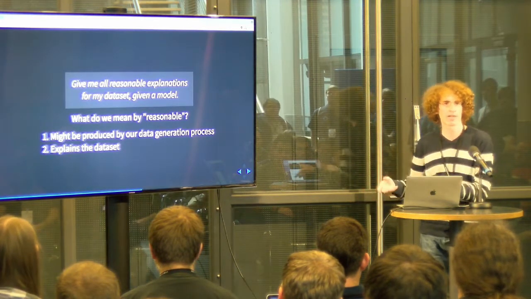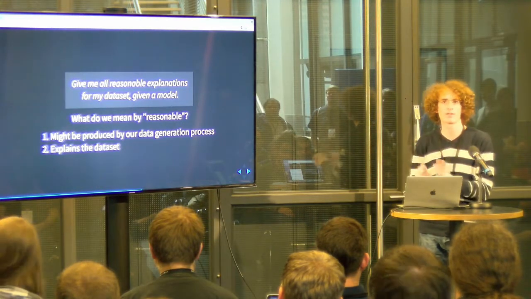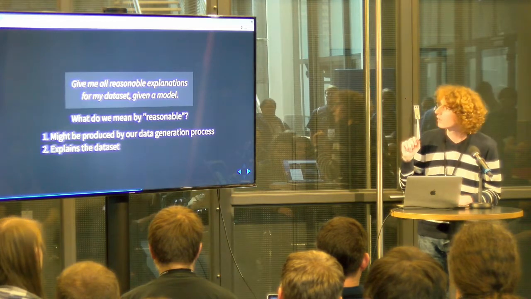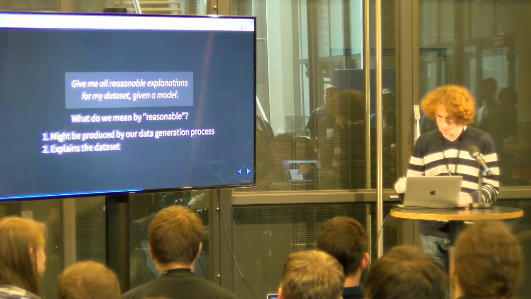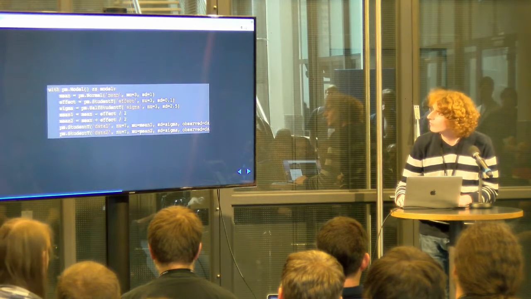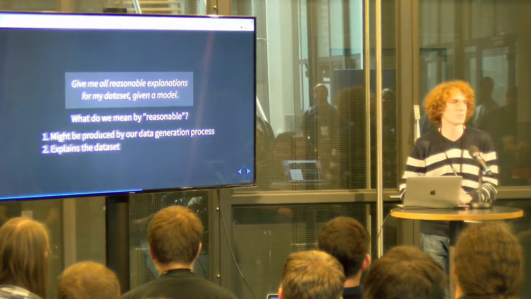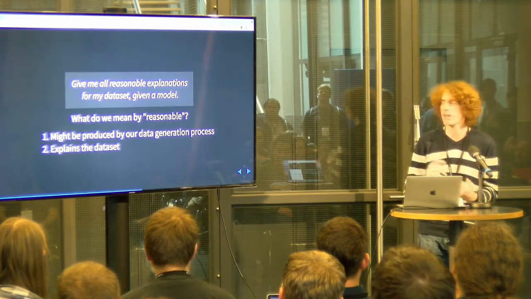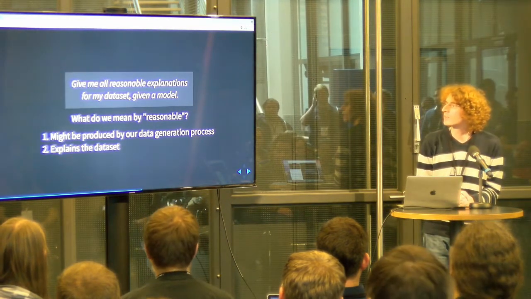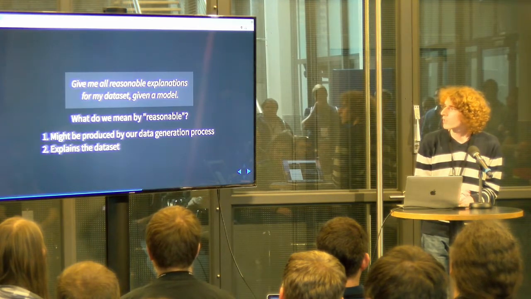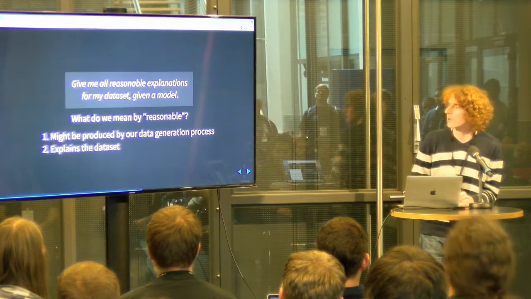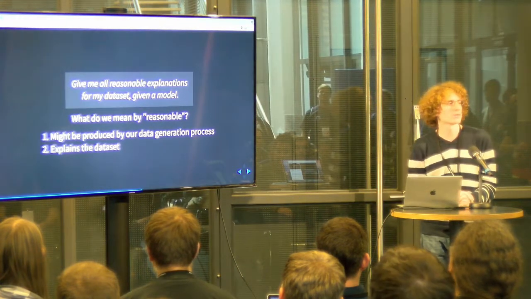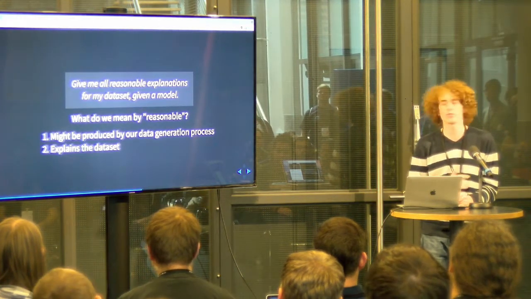So one explanation for the data set would be, okay, the effect is 0.1, sigma is 2, and what was the third? Oh, the mean is 3, maybe. That would be an explanation for the data set. That could be a good explanation or a bad explanation, depends. So the interesting point here is what we mean by reasonable. What's a reasonable explanation? And by that, we mean two different things.